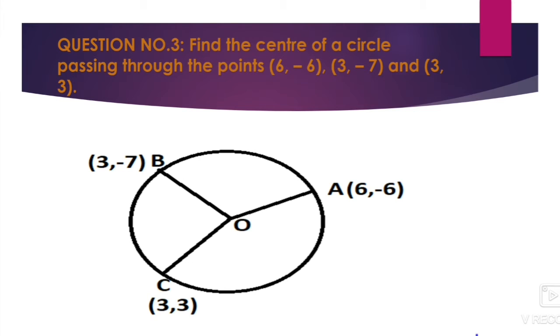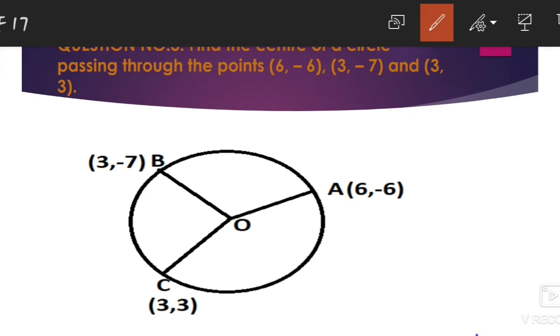Now question number 3, find the center of the circle that passes through the points (6, -6), (3, -7) and (3, 3). Look here, a circle is given. I am considering O as the center. This circle passes through the points A, B, C whose coordinates are given.